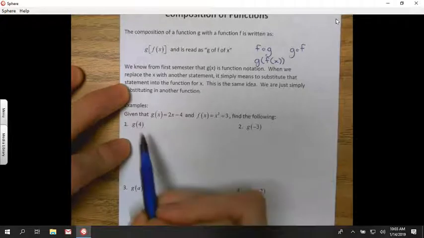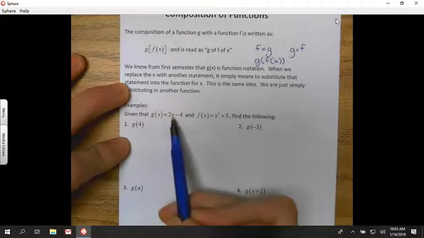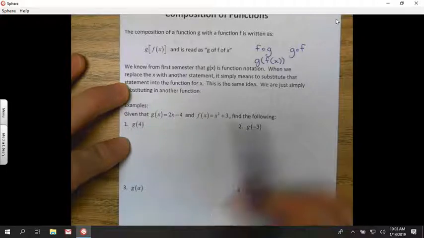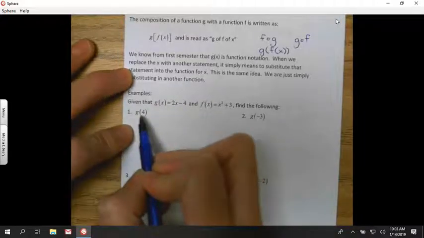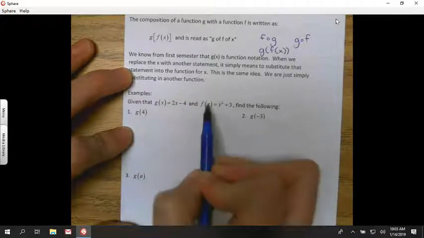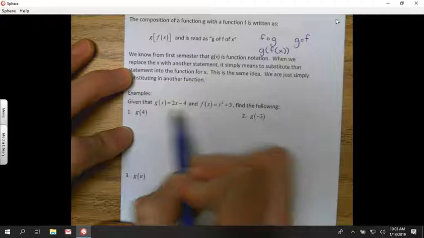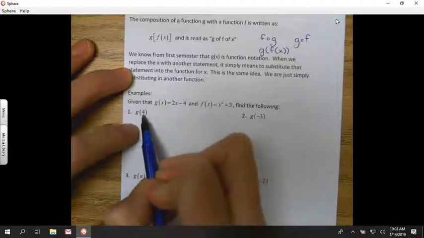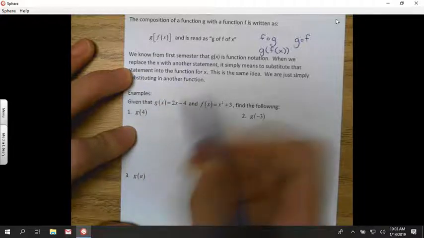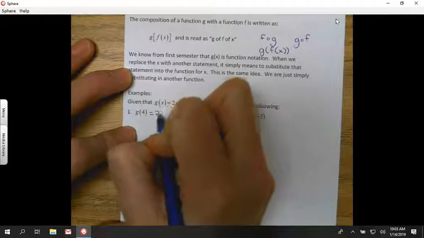So let's look at some examples. We're just going to start small. We are given that g of x equals 2x minus 4 and f of x equals x squared plus 3. We want to find first g of 4. G tells me which function I'm looking at, so I'm looking at this one right here. This 4 inside is telling me that anywhere in my function g that there is an x, I'm going to replace it with 4.